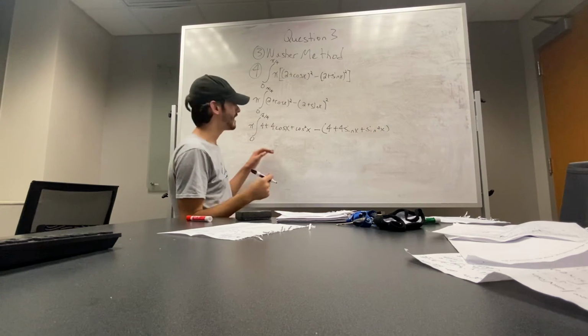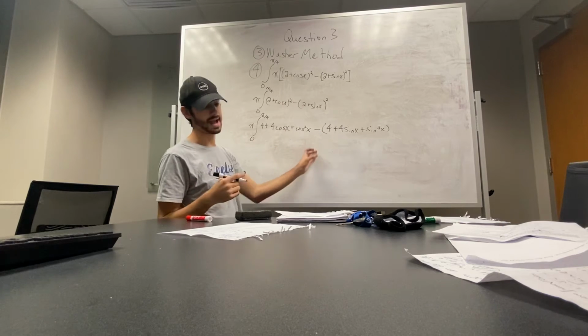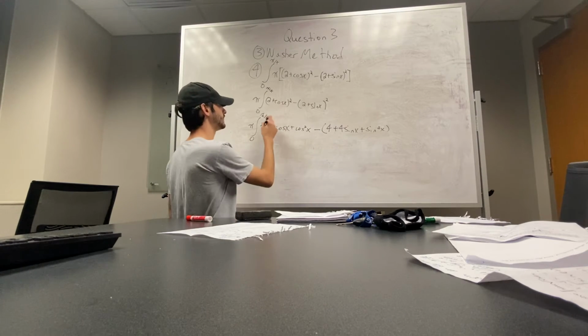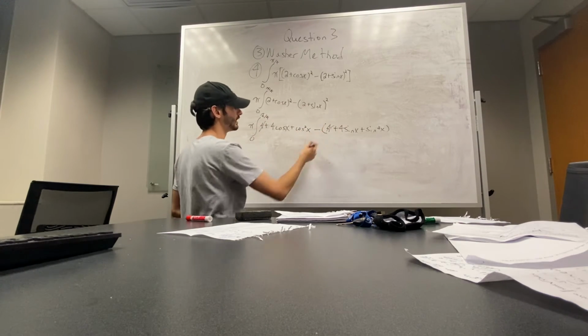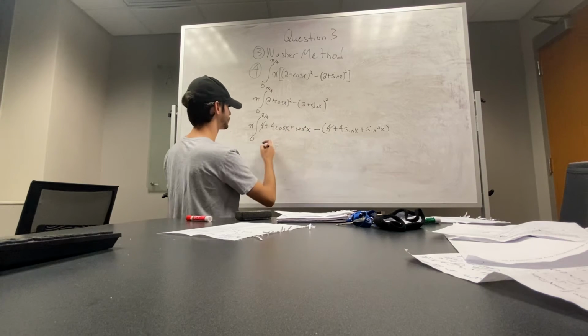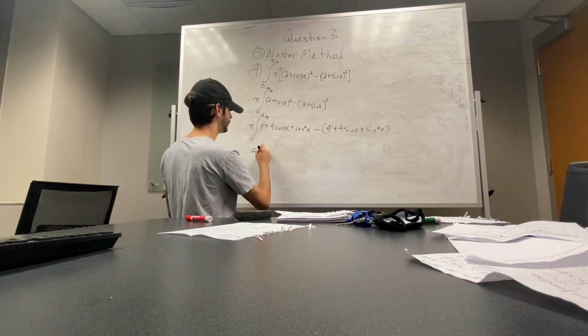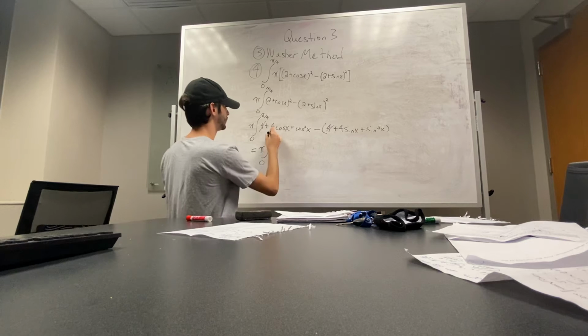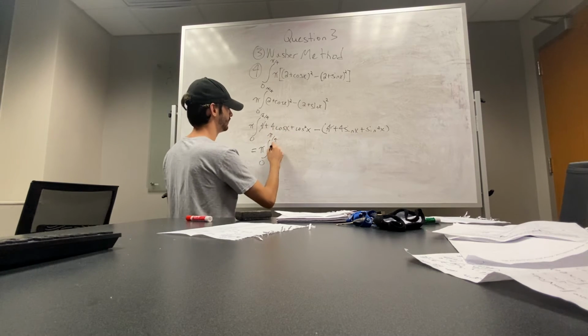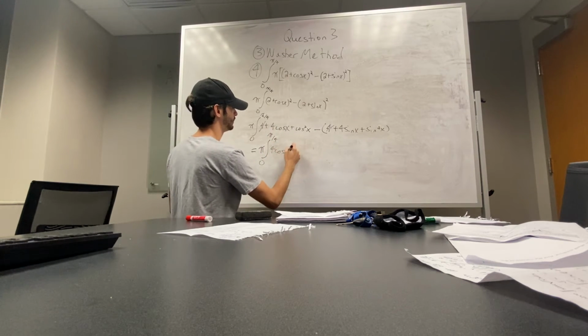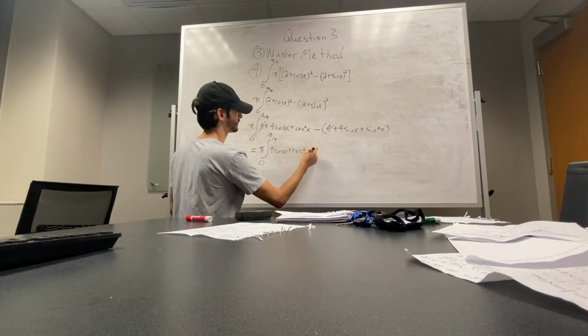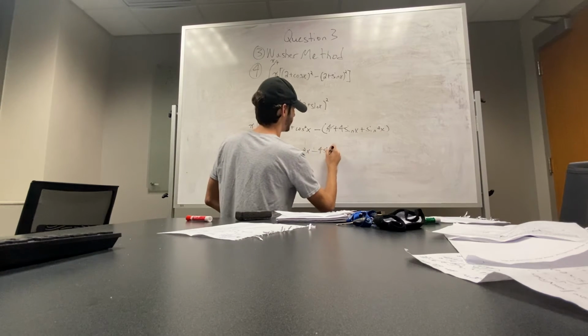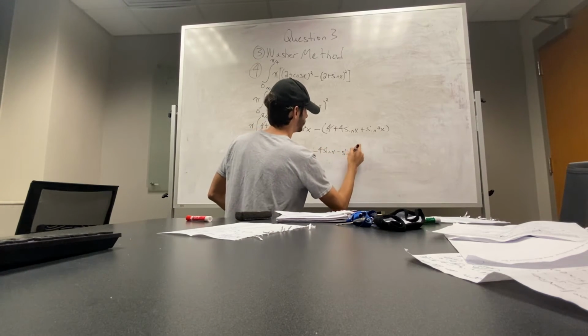Okay, now that we've distributed it, we can add some terms that are alike. So we can cancel out this 4 and this 4 right here. And that's going to leave us with pi, integral from 0 to pi over 4, of 4 cosine x plus cosine squared x minus 4 sine x minus sine squared x.